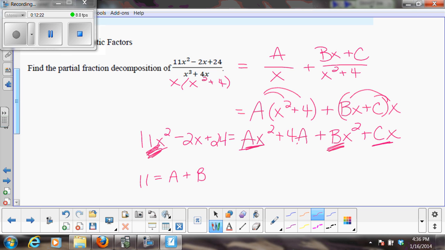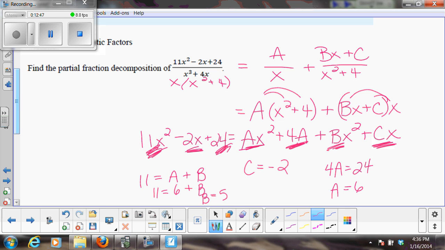Then an x term, cx, is supposed to equal negative 2x. I don't need the x's. So c equals negative 2. And then 4a equals 24. So a is 6. I plug this back in. B is 5. So my actual fraction is negative 6 over x plus 5x minus 2 for the bx plus c over x squared plus 4.